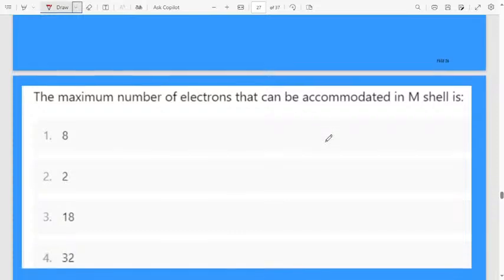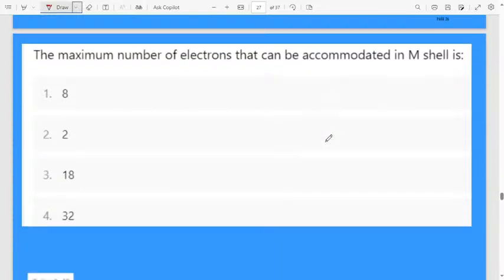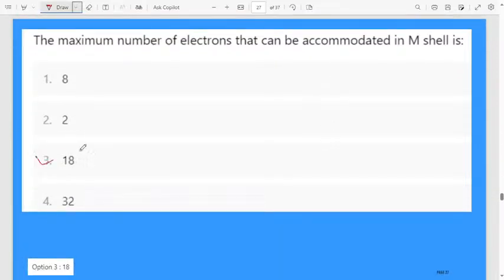the maximum number of electrons that can be accommodated in the M shell. How many electrons? 18. Easy question.